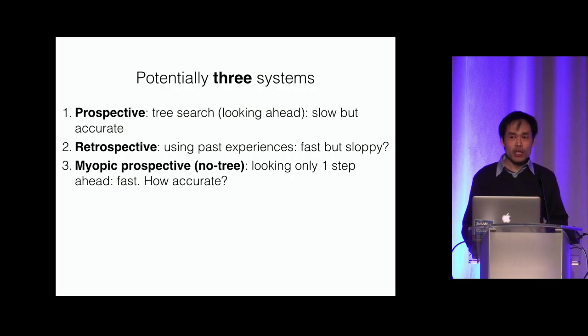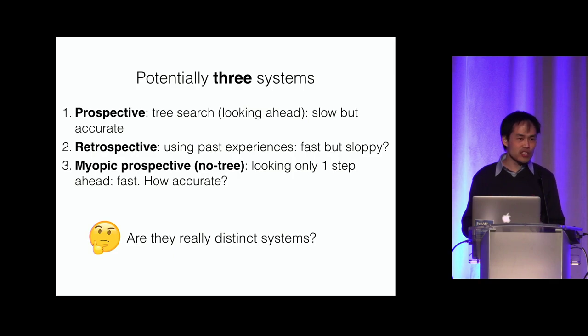Now, to make things even worse, it's not just retrospective and prospective. There could also be a sort of myopic mechanism. So I talked to you about a myopic model, and it could be that people are just looking one step ahead, a really crude approximation for a tree search. So these systems have different advantages and disadvantages: prospective, slow but accurate; retrospective, fast but sloppy; and a myopic prospective would be fast, but we don't know how accurate it would be. And you can also wonder if these are really distinct systems, and maybe we are artificially trichotomizing, if that's the word.